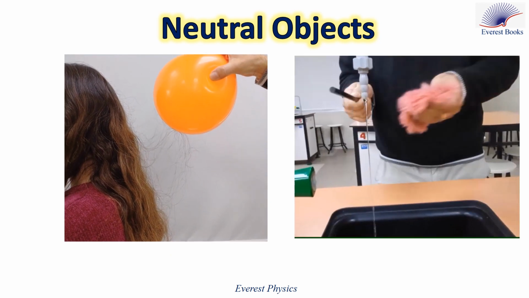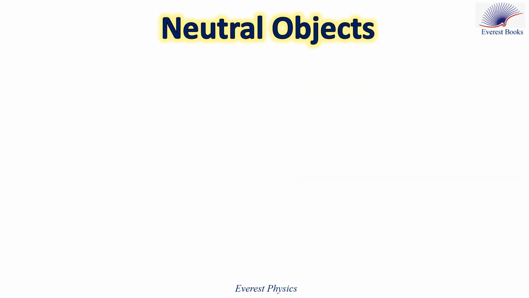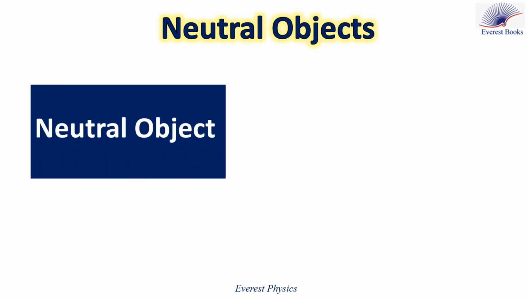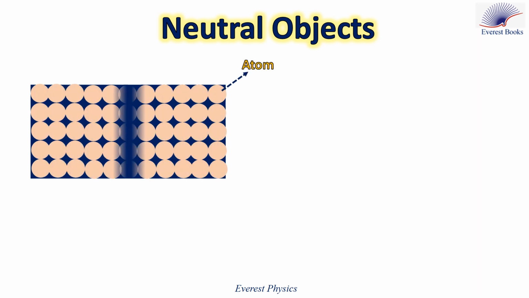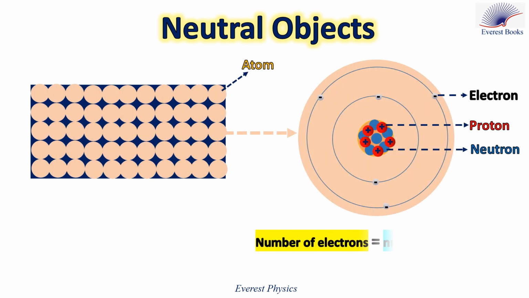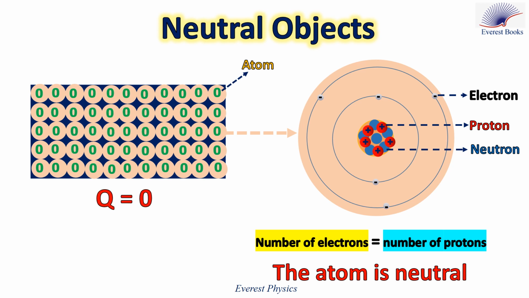Before we introduce some exciting electrostatic experiments, let's understand the basics of electrostatics. What is meant by a neutral object? Objects are composed of atoms, each containing an equal number of positively charged protons and negatively charged electrons. This balance makes the atom neutral, and consequently, objects composed of such atoms are neutral as well.